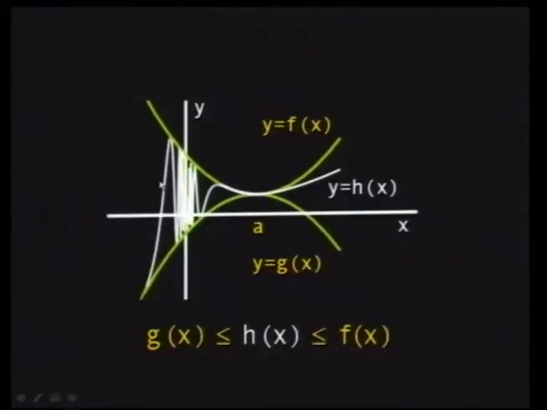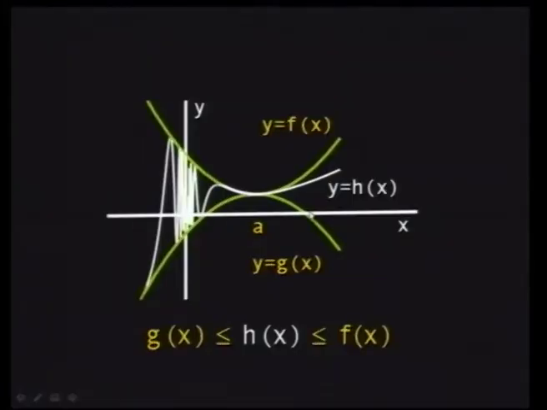This is by logic. For example, here, you have f of x and g of x. Both functions, for example, approach this limit at the point x equal a. And if h of x is always in between these two functions, it must approach the same limit.